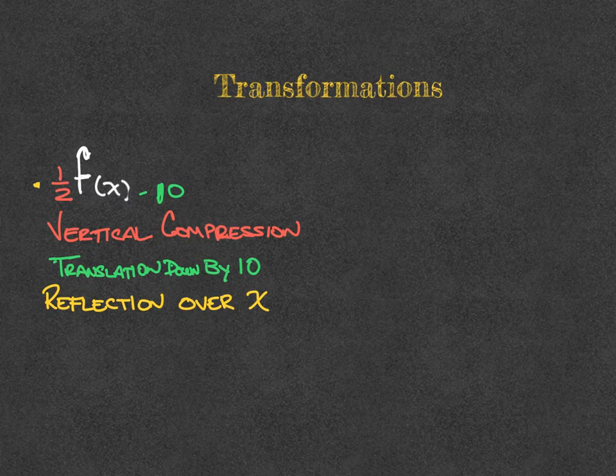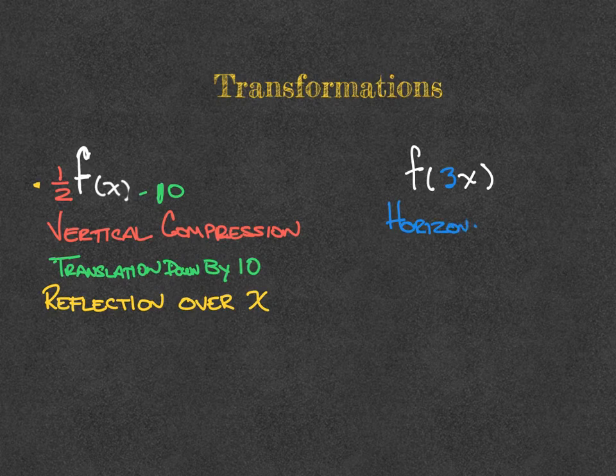So let's do a different example. So let's say that this time I have my f of x, but then inside of my parentheses, I have a number 3 multiplying the x. Okay? First of all, what is that going to be? So we have a number inside of the parentheses. This tells me that I'm going to have a horizontal change. But the number is bigger than 1, which tells me that it's going to be a horizontal compression.